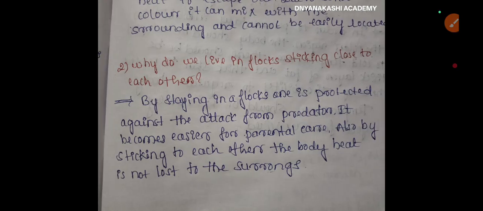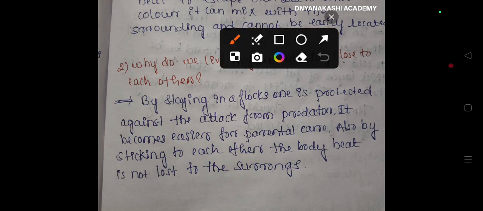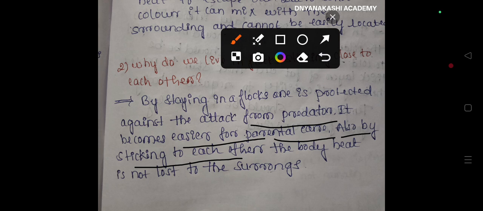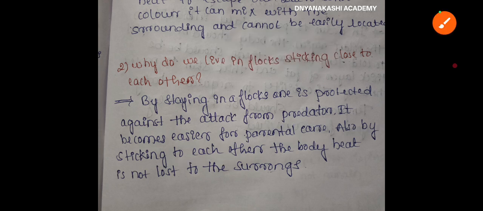Very important question. Why do penguins live in a flock, sticking close to each other? By staying in flocks, one is protected against attack from predators. It becomes easier for parental care. Also, by sticking to each other, the body heat is not lost to the surroundings. That's why living in flocks, sticking very close together, is the right answer.